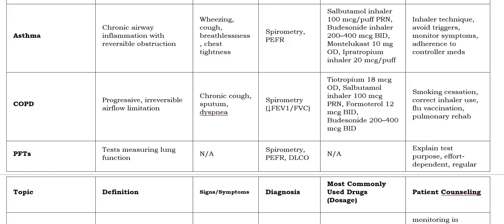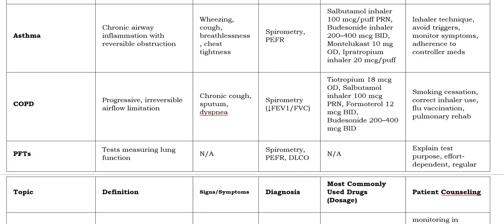And budesonide, 200 to 400 micrograms twice daily, often in combination inhalers for more severe cases. Again, overlap with asthma drugs, but the approach differs. Counseling for COPD, there's usually one major point that comes first. What is it? Smoking cessation, absolutely number one.